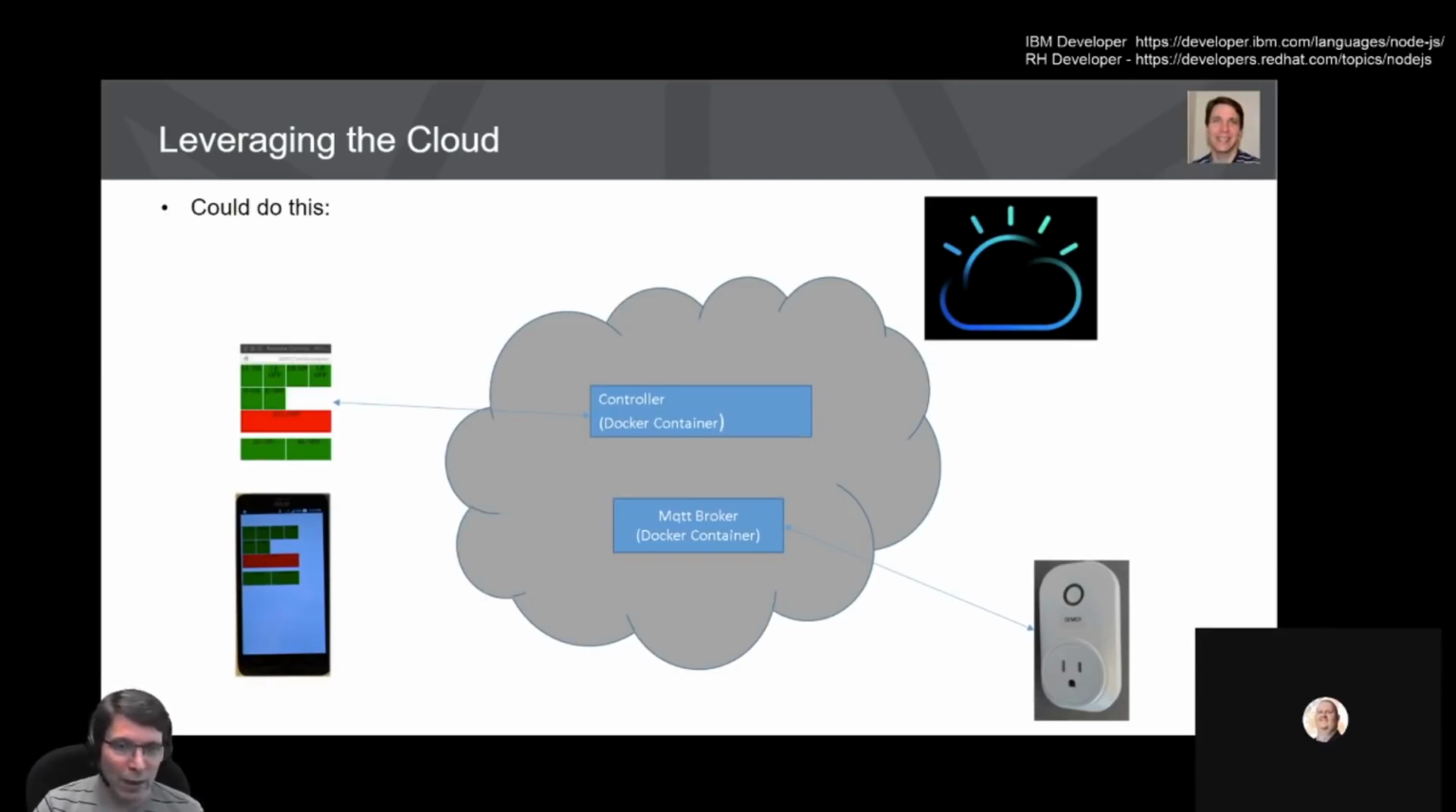Publish it to that broker that's in the cloud, and then that device, which is a plug plugged into my house and connected to a Wi-Fi that can get out to the outside world, connects to the broker, and now I'm controlling everything without having to run a broker on my own premises.